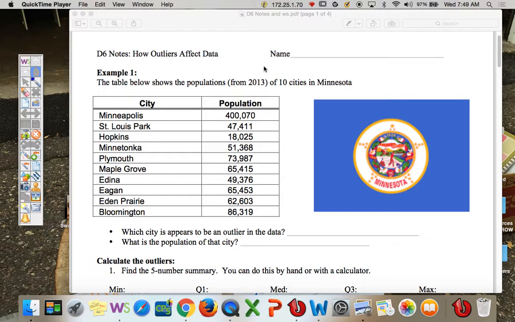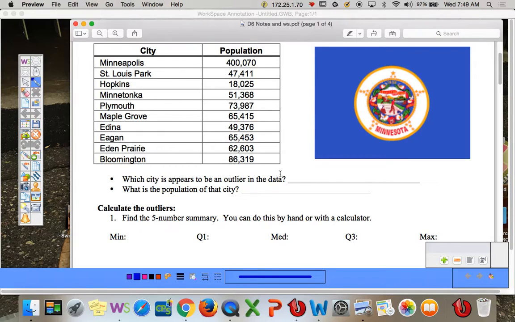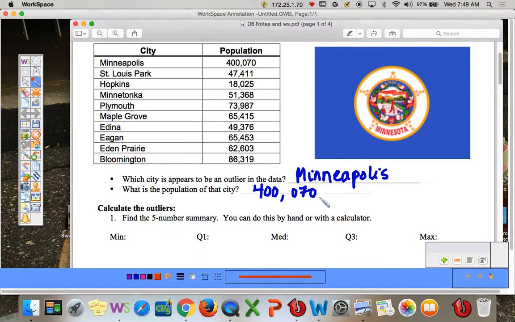If you look at the numbers, Minneapolis has a really high population in comparison to the rest of the cities. Hopkins seems pretty low, 18,000. If I had to guess, it might be either one of those two, the 400,000, maybe the 18,000. So let's write this down. I would say for sure Minneapolis, which has a population of 400,070. And what about Hopkins? Which has a population of 18,025.